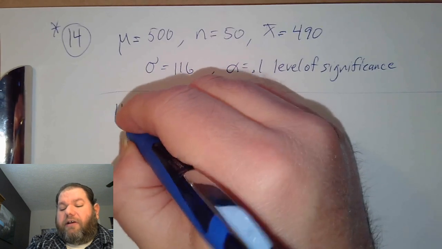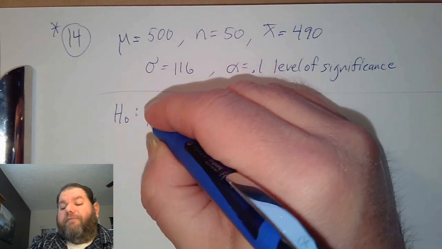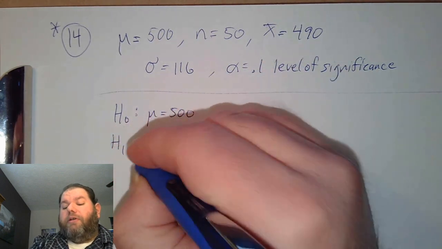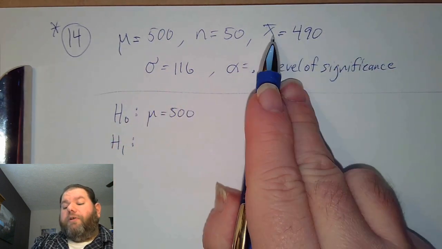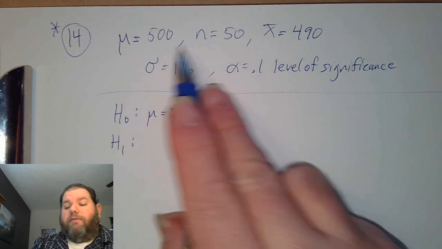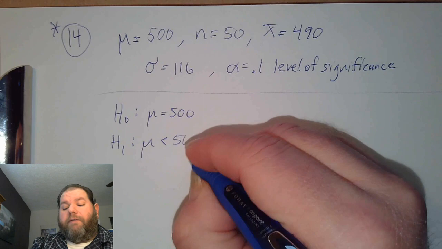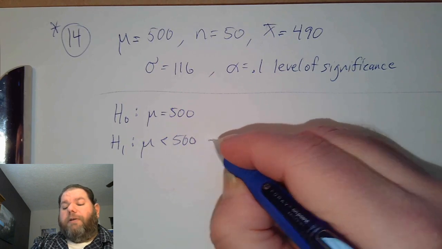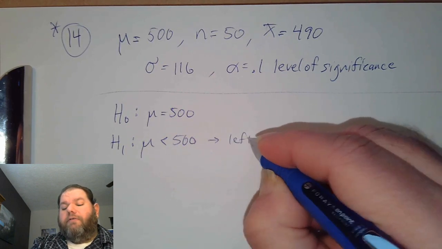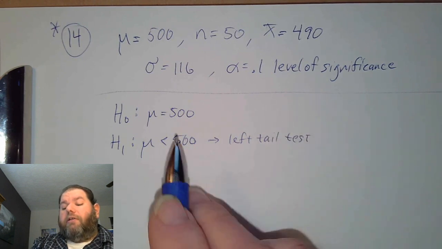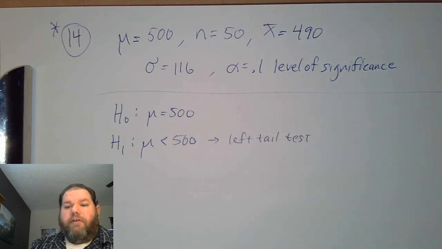Let's state our hypotheses. H0, we have mu equals 500. H1, now notice we got a smaller value than the mean for our sample, so our claim is that mu is now less than 500, which makes it a left tail test. So less than is left tail, greater than is right tail.